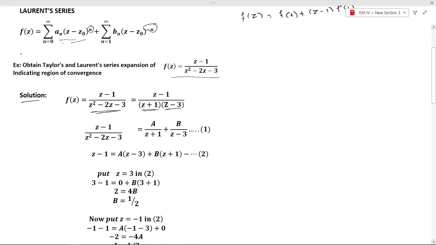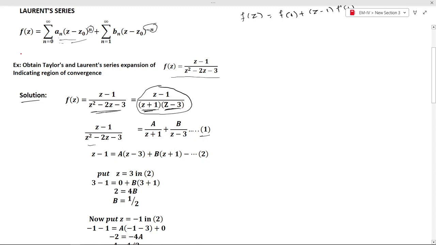We'll find out the partial fractions for this term z minus 1 upon z plus 1 into z minus 3. Since both the factors are linear, there are two linear factors, so we need two unknown constants a and b. Then f of z can be written as z minus 1 upon z square minus 2z minus 3 as a upon the first factor z plus 1 plus b upon z minus 3. Call it equation number 1.